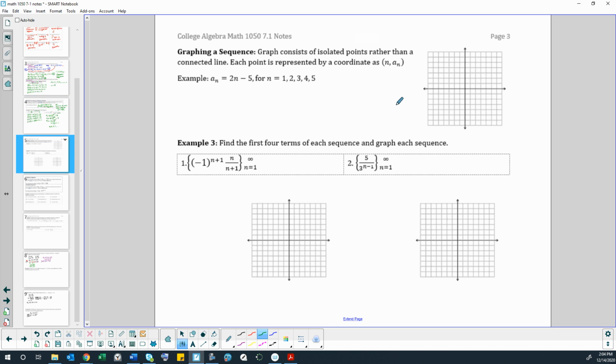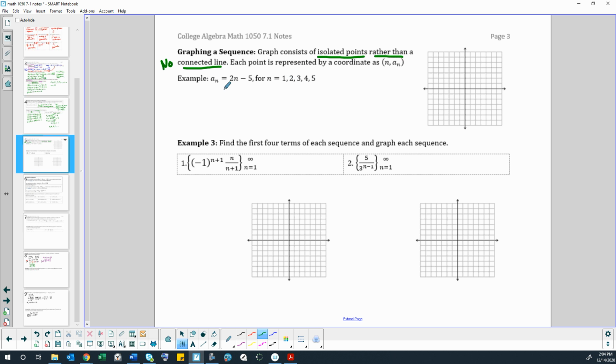Okay, we can also graph sequences, but when we graph them, instead of connecting dots, we're going to have isolated points that we don't connect. So rather than a connected line, no connected line, just dots. Each point is represented by a coordinate, with the first coordinate, which we normally would call the x value, but we're just going to say it's n. So n is now our x, and a sub n is our y. We're going to just graph those dots.